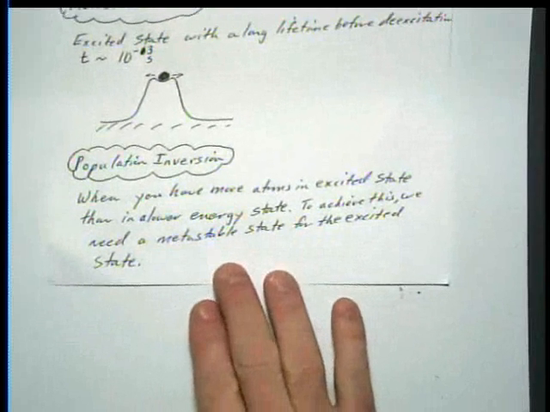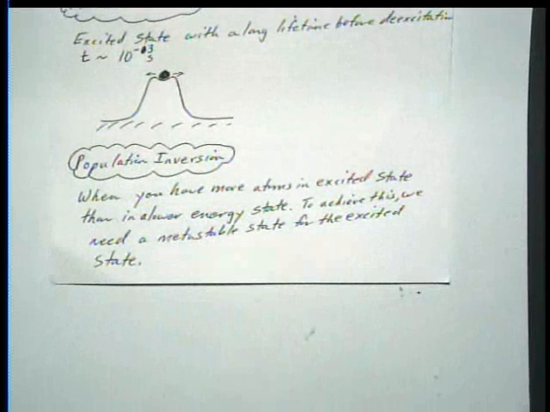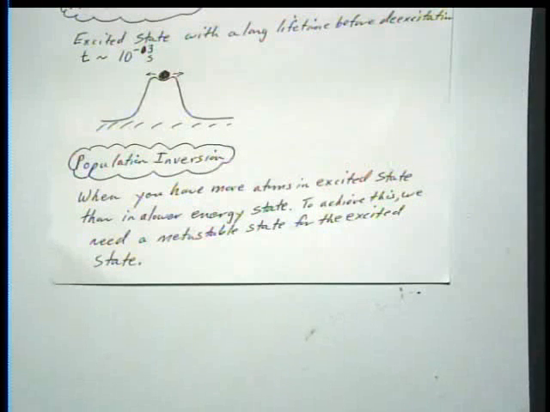Population inversion, just for your notes: when you have more atoms in the excited state than in the lower state. And to achieve that, you need a metastable state.